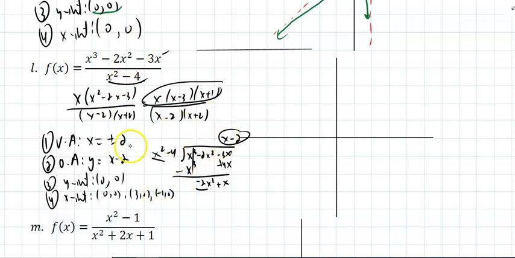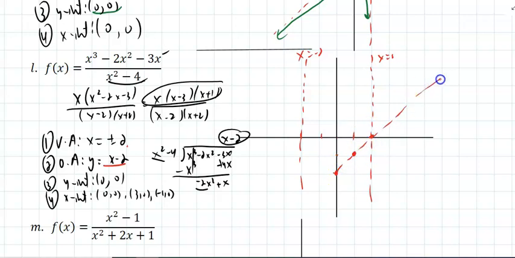Well, asymptotes, x equal 2, x equal negative 2. Y equal x minus 2, rise 1, run 1, rise 1, run 1. There it is. Intercepts, 0, 0, 3, 0, negative 1, 0.